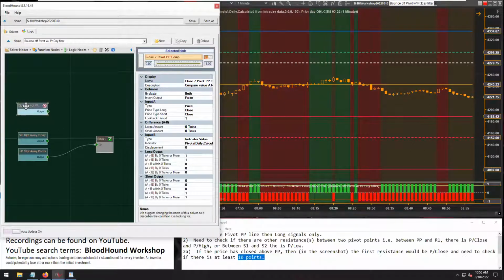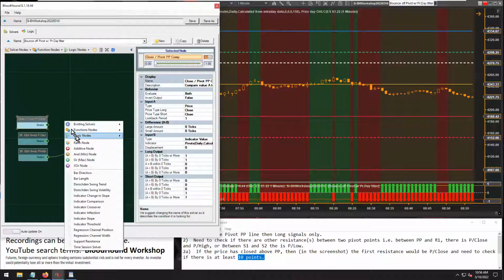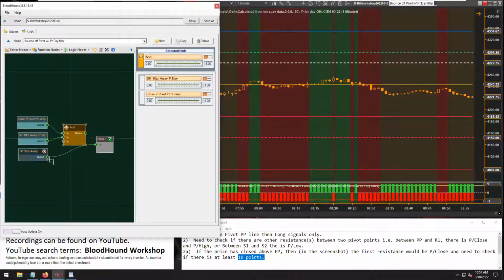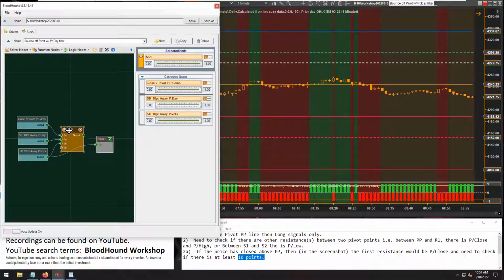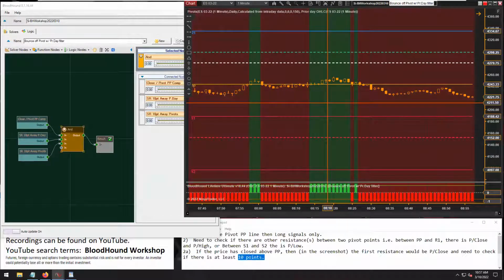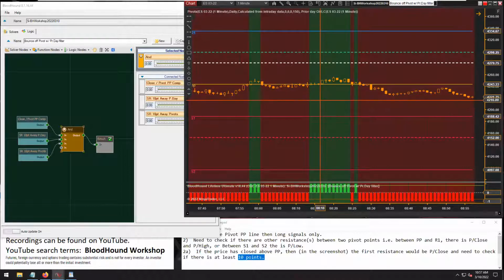All right, so now let's combine these together. So these are all going to go into an AND node. There we go, AND node. And now we can connect that in. So now if we scan through here, what we have is basically a trade direction permissive now.